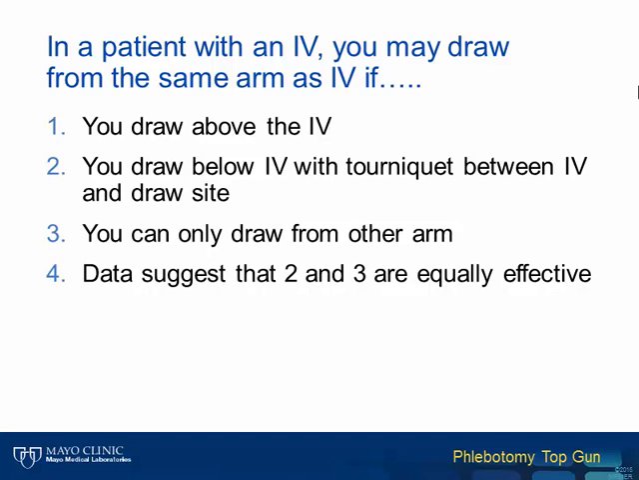In this case, the question was, in a patient with an IV catheter, you may draw from the same arm that has that IV catheter if... The first choice for the audience would be, you may only draw above the IV. The second choice would be, you can draw below the IV with a tourniquet between the IV site and the draw site. The third choice would be, you can only draw from the opposite arm. And the fourth choice would be, the available data suggests that the second and third options are equally appropriate.